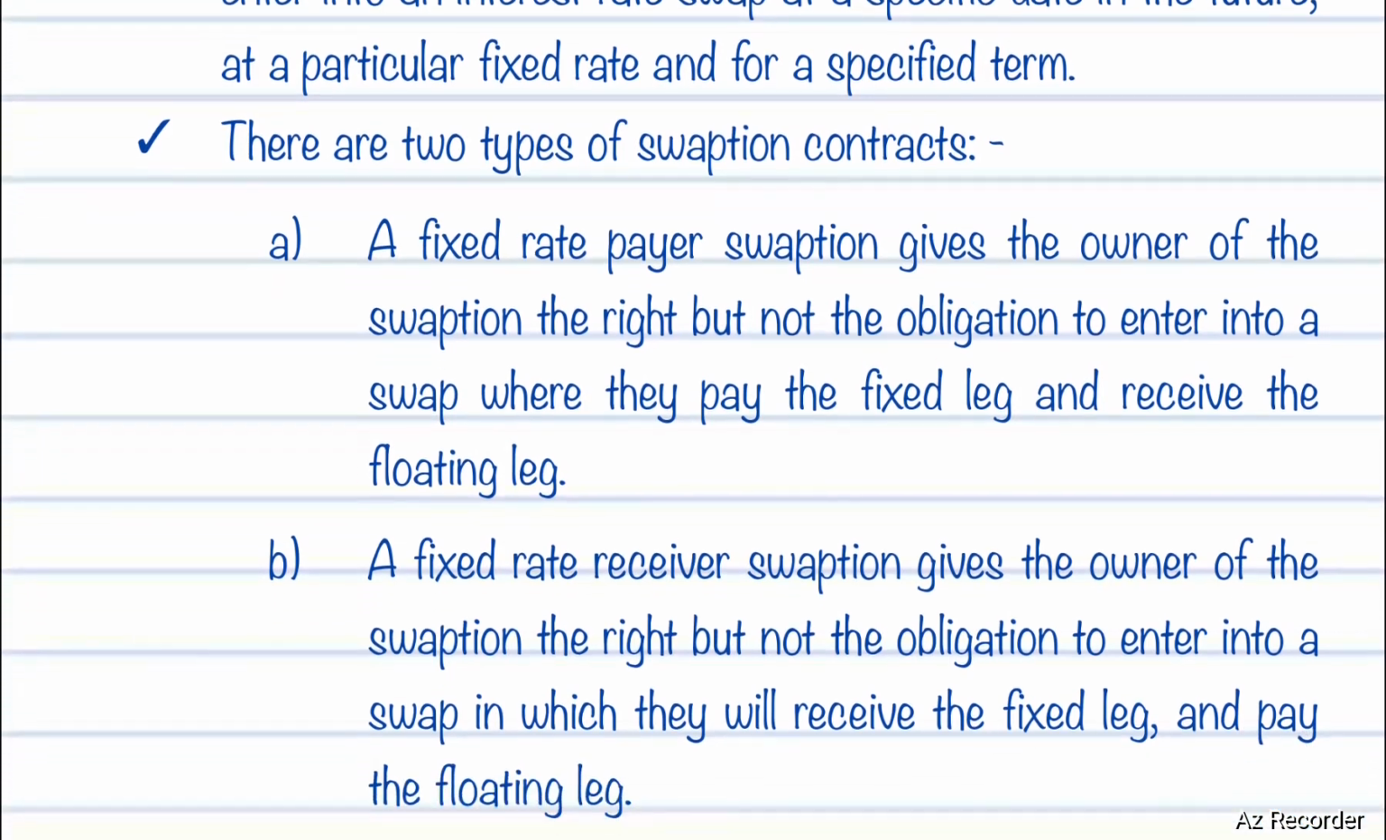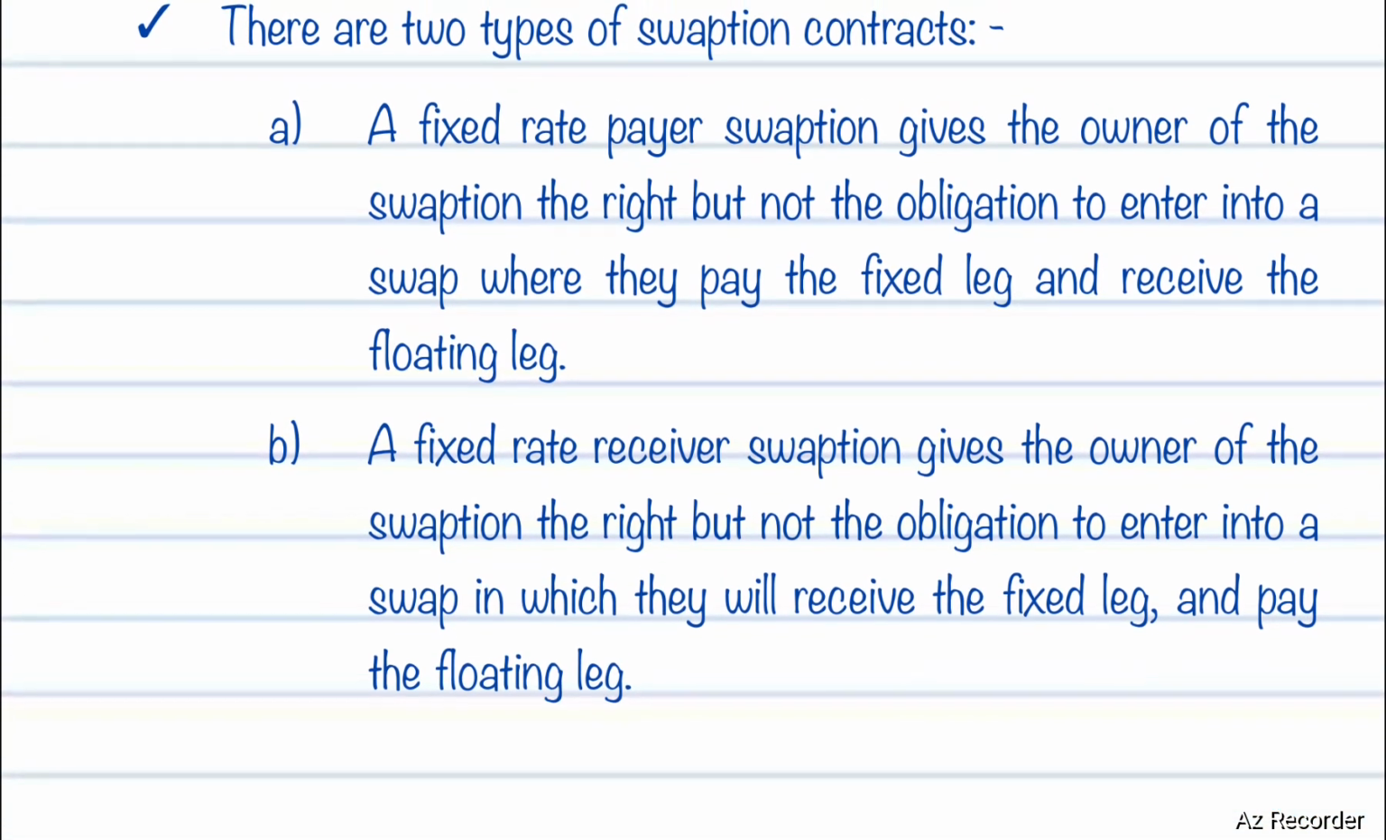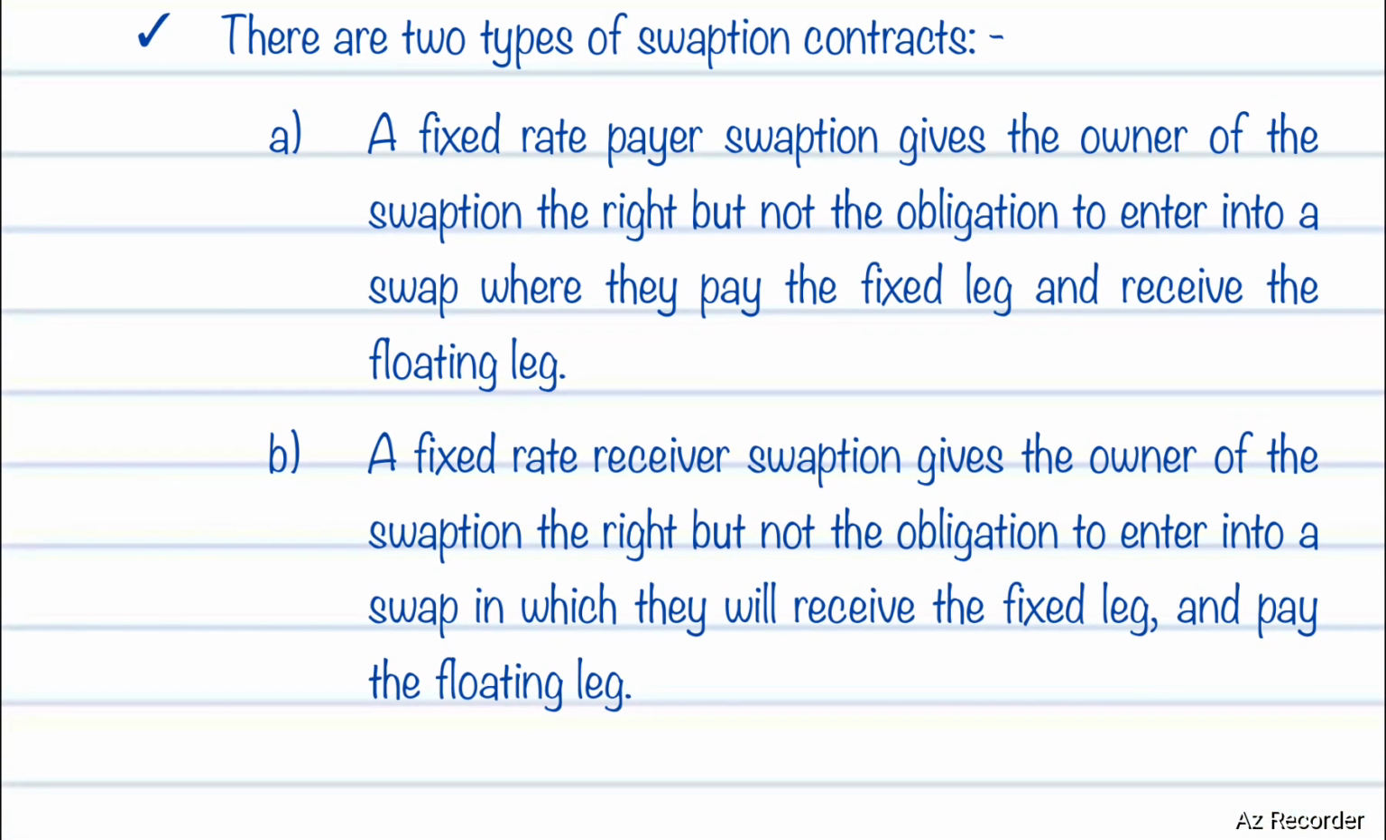There are two types of swaption contracts. A fixed rate payer swaption gives the owner of the swaption the right but not the obligation to enter into the swap, where they pay the fixed leg and receive the floating leg. A fixed rate receiver swaption gives the owner of the swaption the right but not the obligation to enter into the swap, in which they receive the fixed leg and pay the floating leg.